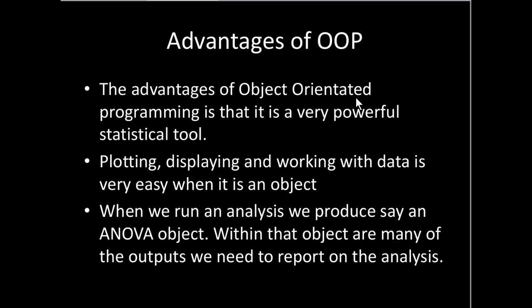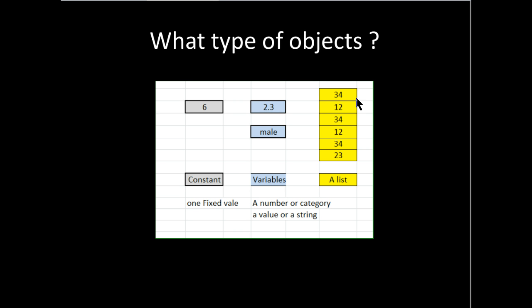When we run an analysis, we produce an ANOVA object. And with that object, we can use lots of outputs that we need to report on the analysis. So let's just help you to understand what they are. This is just a visual where on the left here we've got one value. It's a constant. It might be the slope, or it might be something that we are using as a constant in the formula, or so on.